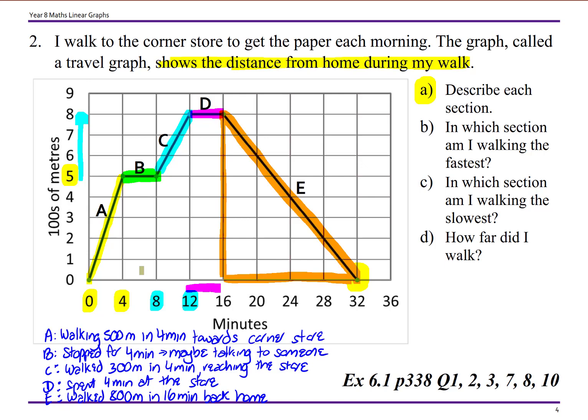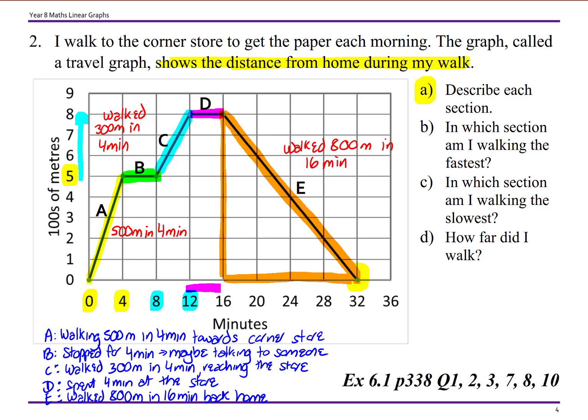Okay, now in which section am I walking the fastest? That's all to do with the slope of the line. Okay, so which slope is the steepest? And you can see in this first section, I've walked 500 meters in 4 minutes. In section C, I've walked 300 meters in 4 minutes. And then in this last section, I've walked 800 meters in 16 minutes.